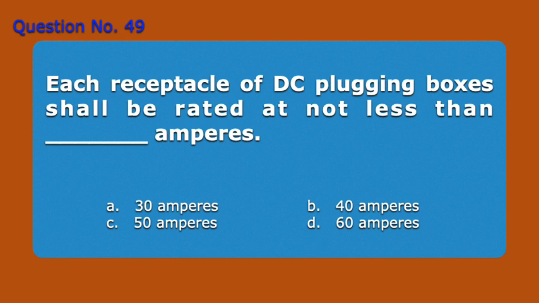Question number 49. Each receptacle of DC plugging boxes shall be rated at not less than blank amperes. A. 30 amperes. B. 40 amperes. C. 50 amperes. D. 60 amperes. Answer, A. 30 amperes.